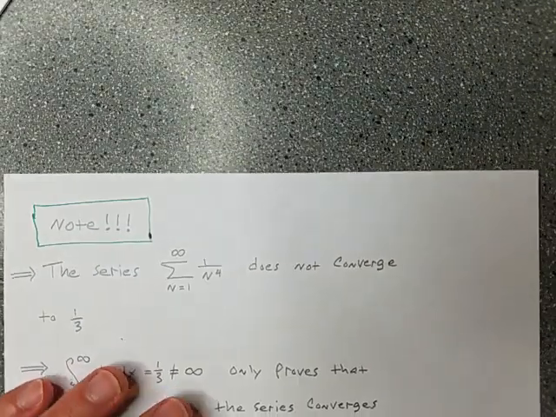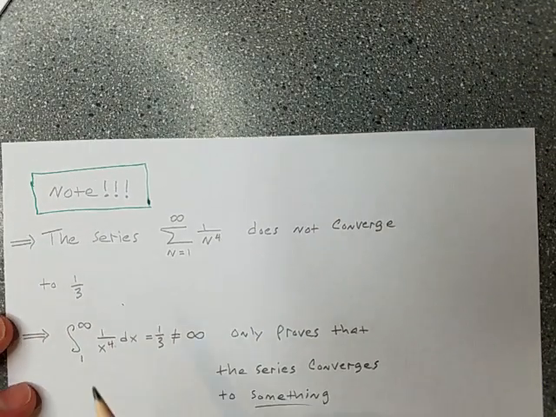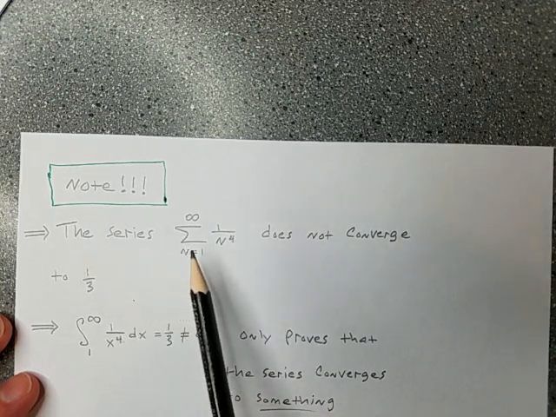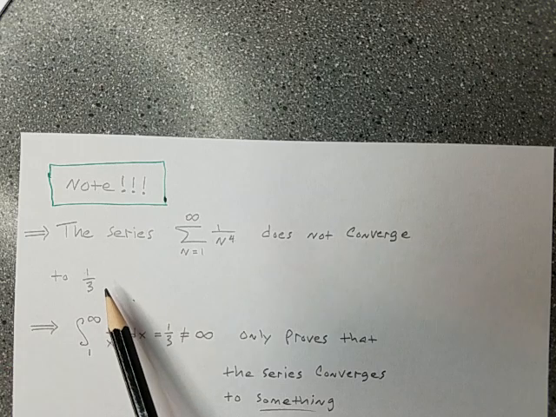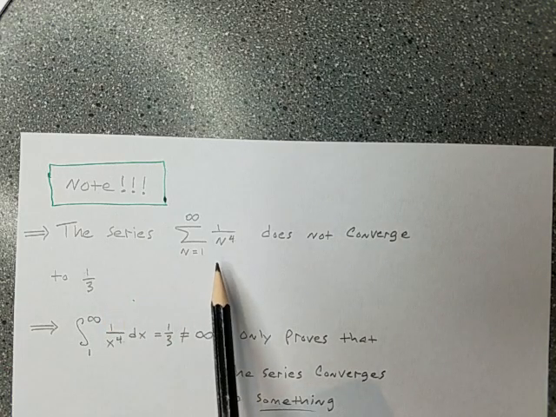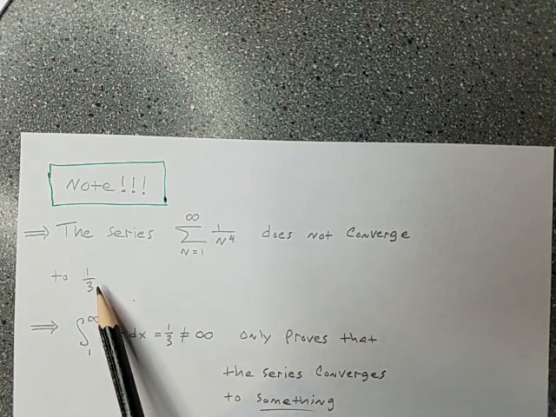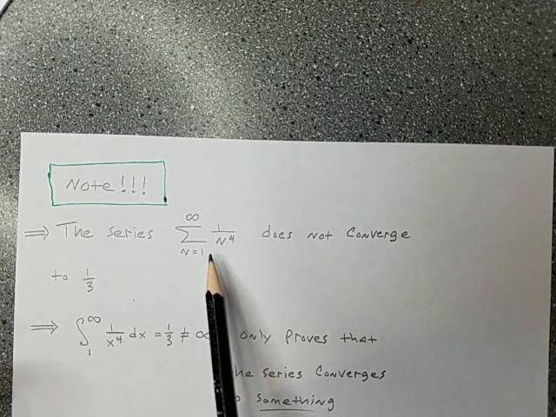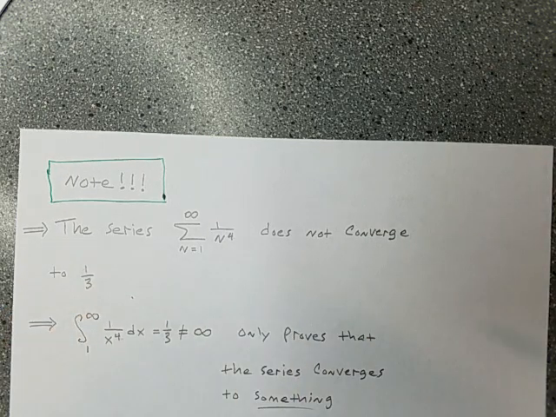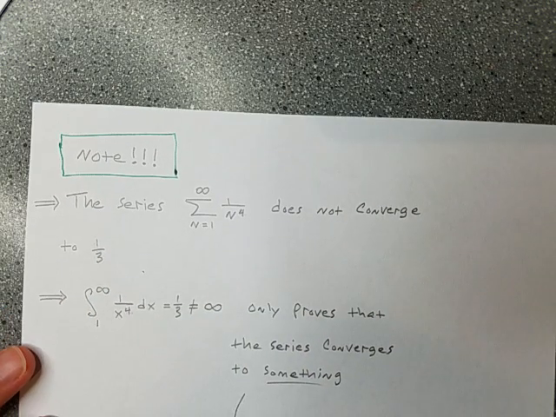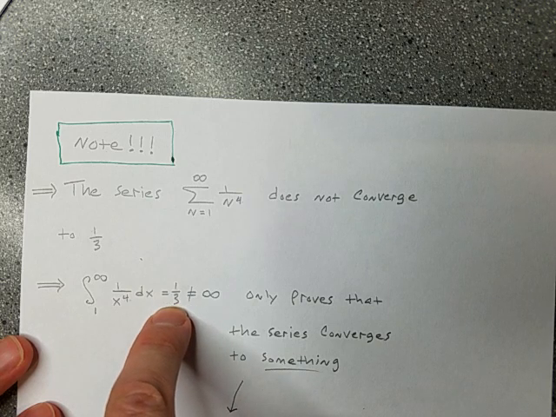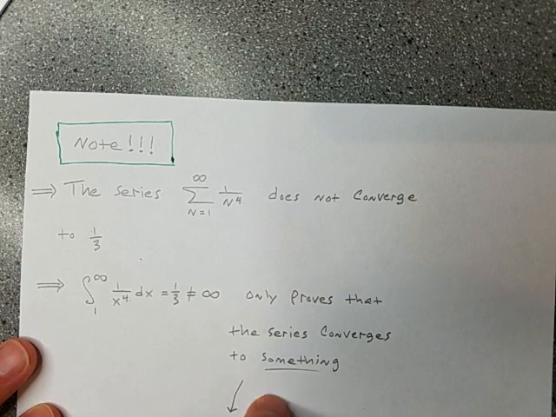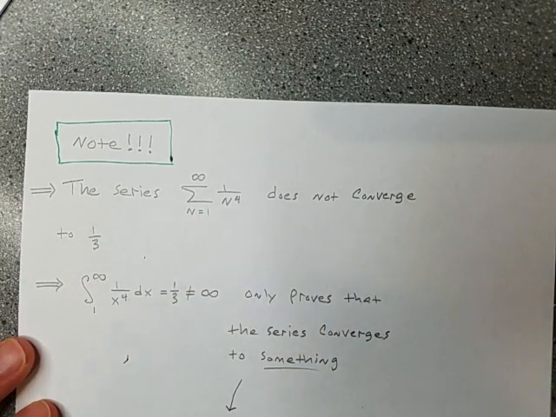So here's what we just figured out. We did this integral and we got 1/3. I'm not saying that that series converges to 1/3. What does it mean if that series converged to 1/3? That would mean the more terms of this you add together, the closer your grand total is to 1/3. That's not what the integral test says, okay? The fact that this integral was finite only proves that the series converges to something. We're not saying that the series converges to 1/3, all right?